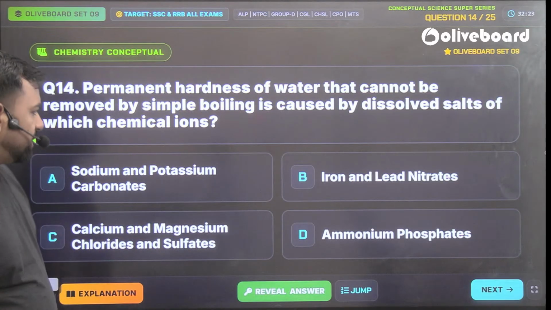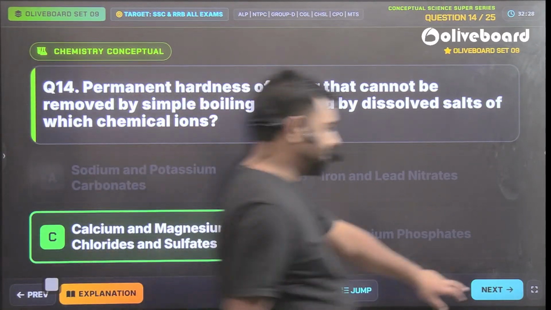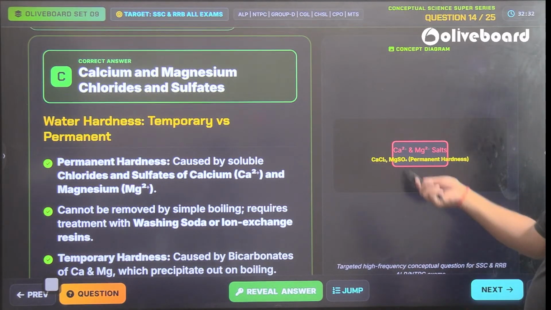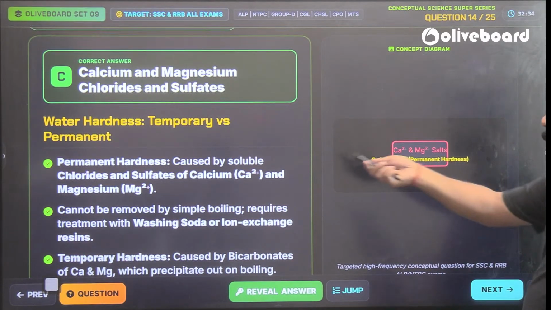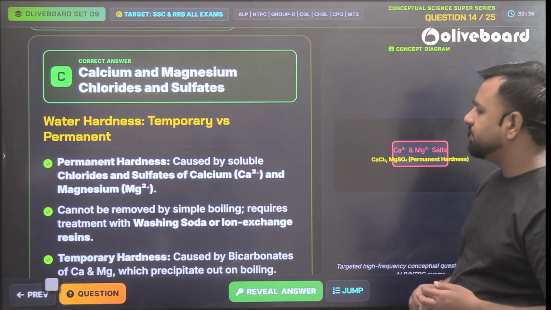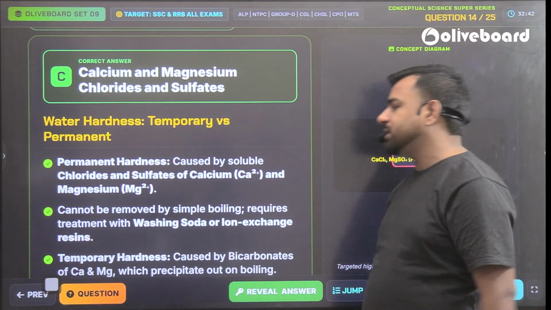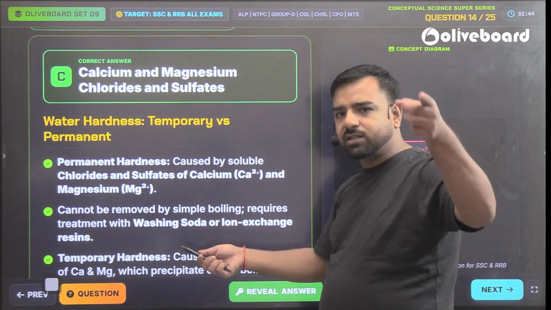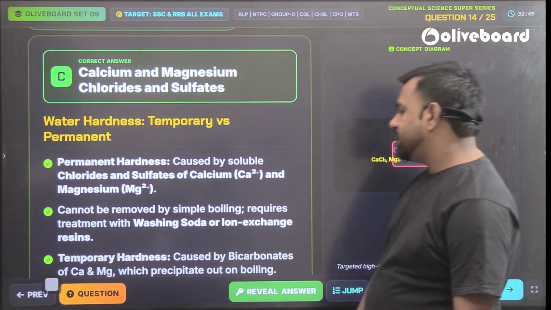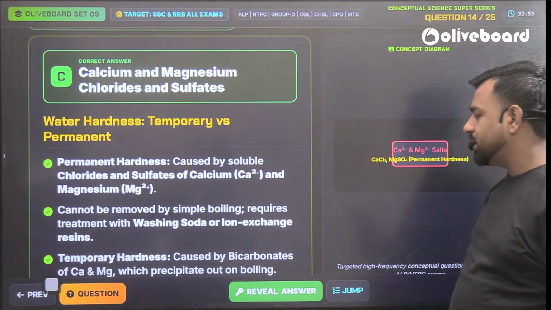Okay, so here the option number C is the correct answer. So that is the calcium, magnesium chlorides and sulfates. Correct. So these are the dissolved salts of calcium and magnesium. So calcium chloride and magnesium sulfate, that is the permanent hardness. It's caused by the soluble chlorides and sulfates of calcium and magnesium. So it cannot be removed by simple boiling. It requires treatment with washing soda, which we have discussed already, or ion exchange resins. Temporary hardness is caused by the bicarbonates of calcium and magnesium, which precipitate out on boiling.